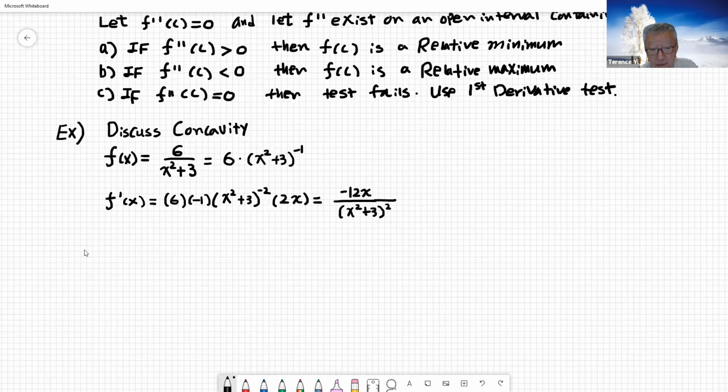Now, since we are discussing concavity, we need to come up with the second derivative. Okay, there you go. We're going to have to apply the quotient rule here. So the bottom one, I'm going to call this g of x. And the top one, we're going to call this f of x. I should have called this a different function, not this guy here. I'm going to call this p of x.